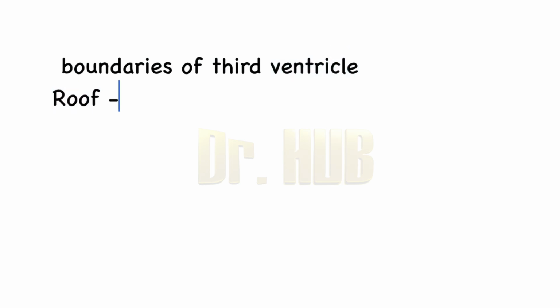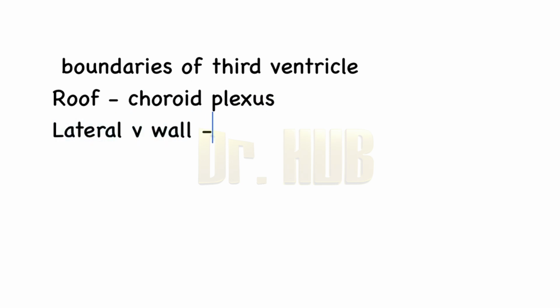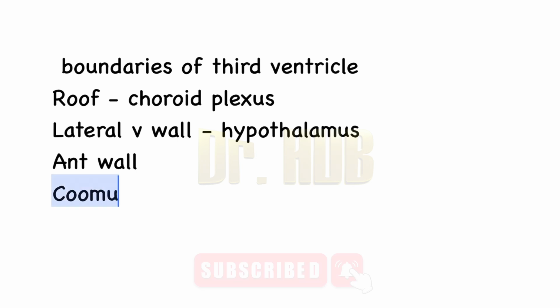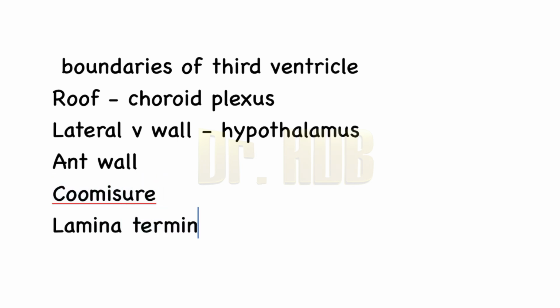Boundaries of the third ventricle. So what does it include? So there is a roof. The roof is formed by the choroid plexus. Then comes the lateral wall. The lateral wall includes the thalamus and the hypothalamus. Then comes the anterior wall. The anterior wall includes the anterior commissure, as well as the presence of the lamina terminalis.